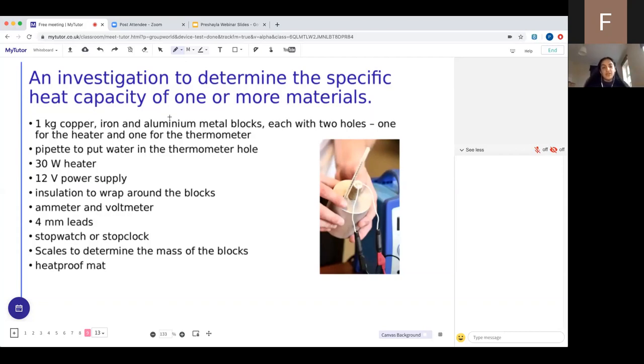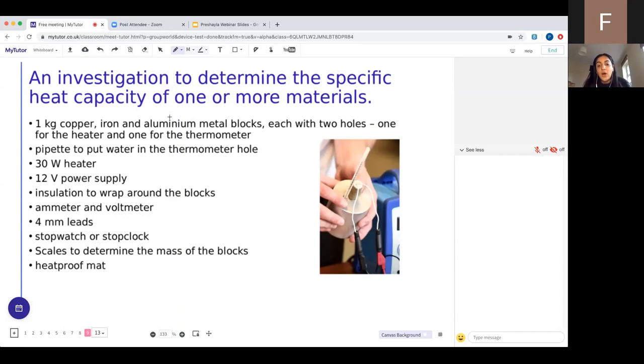So I'll just go through each one and why we need it. So for the first bullet point, we have 1 kilogram of copper, 1 kilogram of iron, and 1 kilogram of aluminium, each with 2 holes. Okay, so those are the materials that we're going to be experimenting with. We're going to be trying to find out the specific heat capacity of copper, of iron, and of aluminium. Now we have 1 kilogram because it's much easier to work with. Okay, so putting 1 into our equation is going to be much easier.